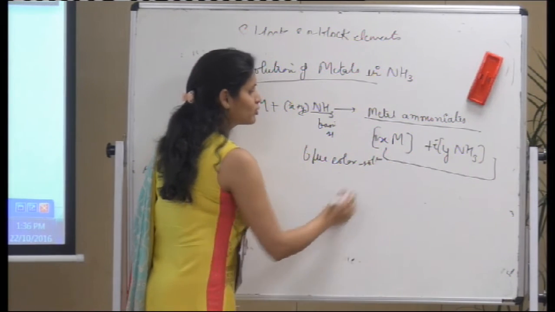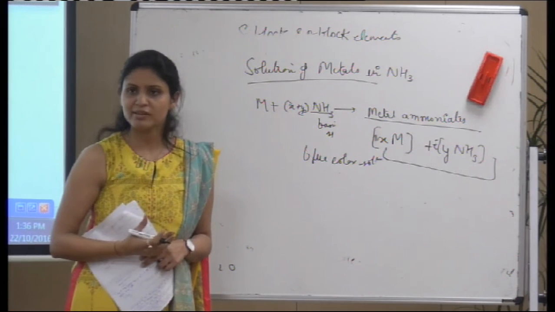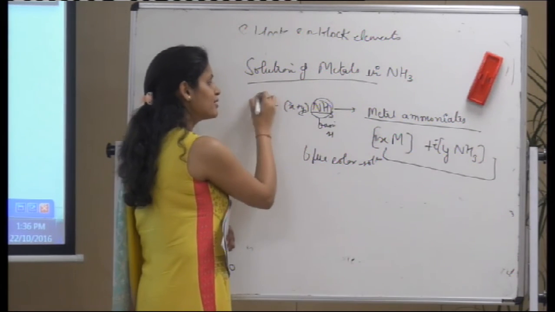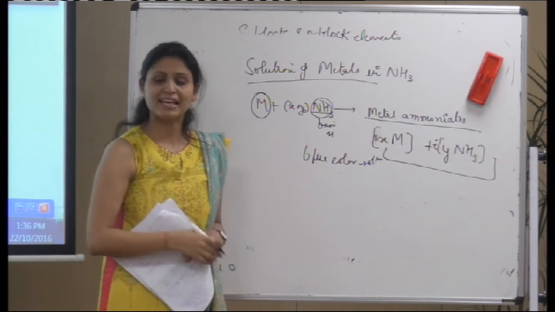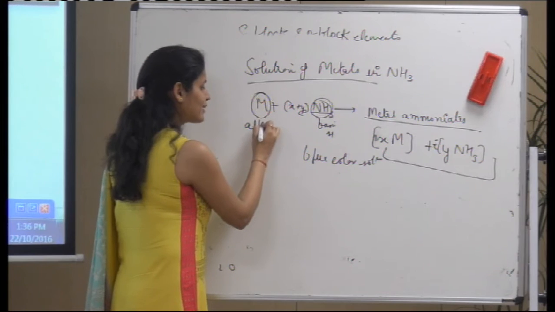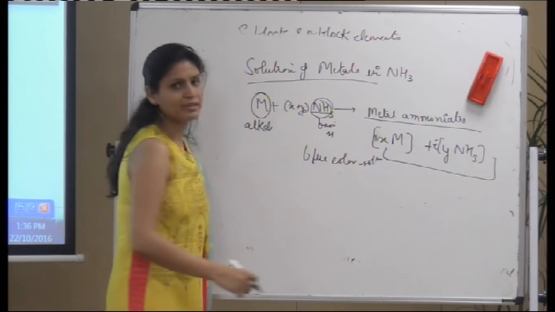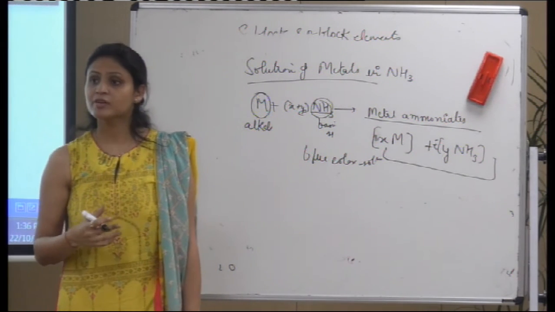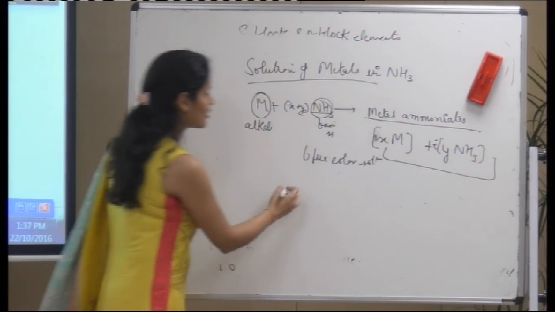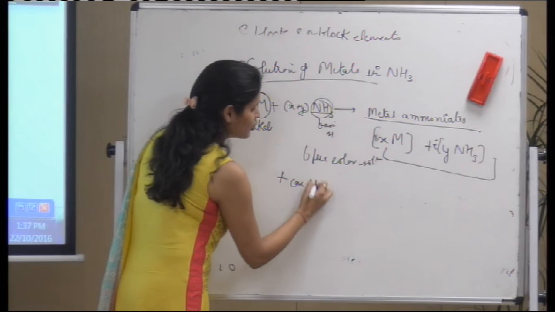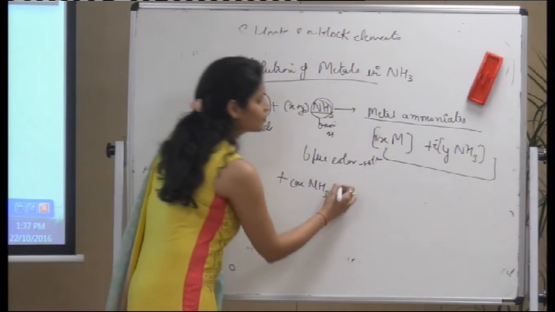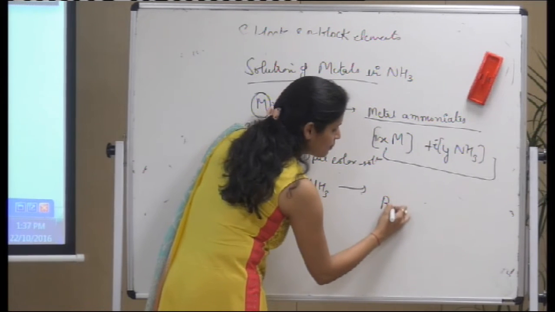So if I know that the solution contains ammonia and if it is blue in color, I can say this is the solution of ammonia with an alkali metal ion or alkaline earth metal ion. Both alkali and alkaline earth metals show this property. They both dissolve in ammonia to give deep blue color solutions. And if I concentrate the ammonia solution, if I take more amount of ammonia, then the color of the solution would change into bronze color.